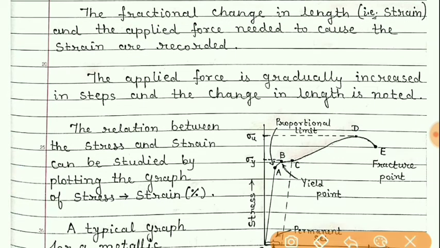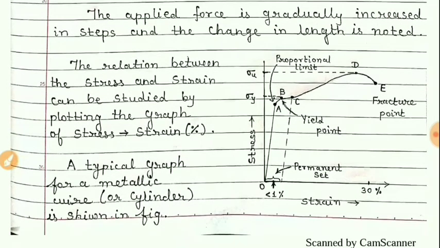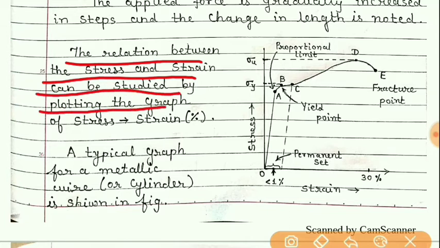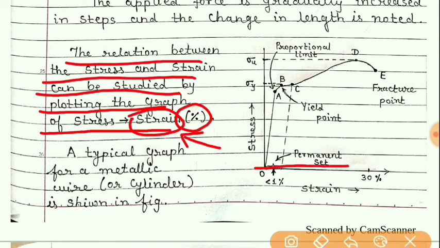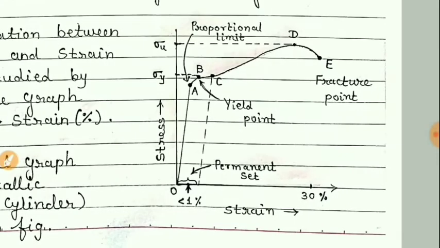Here in the experiment, the applied force is gradually increased in steps and the change in the length is noted. The relation between the stress and strain can be studied by plotting the graph of stress versus strain, and here the strain is taken as a percentage. So percentage strain is plotted on this graph. So here the graph is shown.